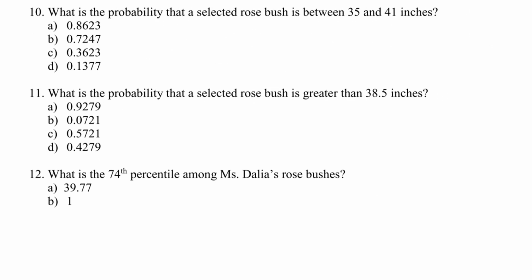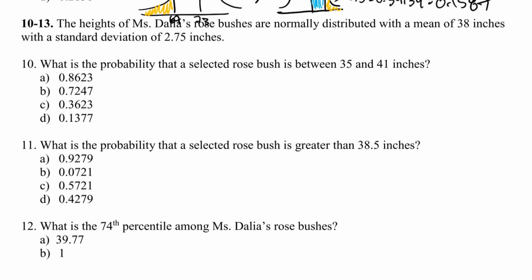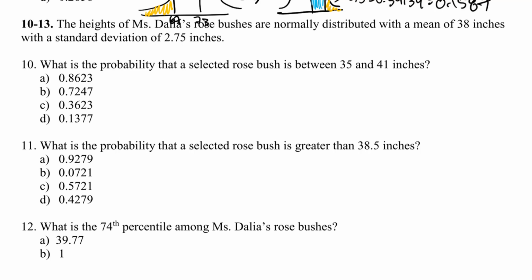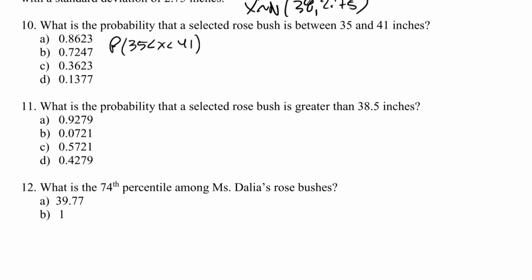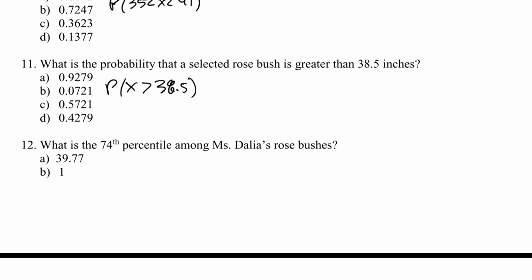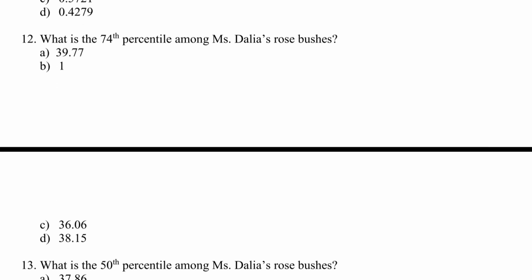Let's do some more. Alright, so 10 through 13, we're basically doing the same thing. We have a normal distribution with a mean of 38 and a standard deviation of 2.75. Okay, now let's write our statements. For 10, we want to know the probability that we're between 35 and 41, okay? For 11, we want to know the probability of getting something greater than 38.5. For 12, we're looking for the 74th percentile.